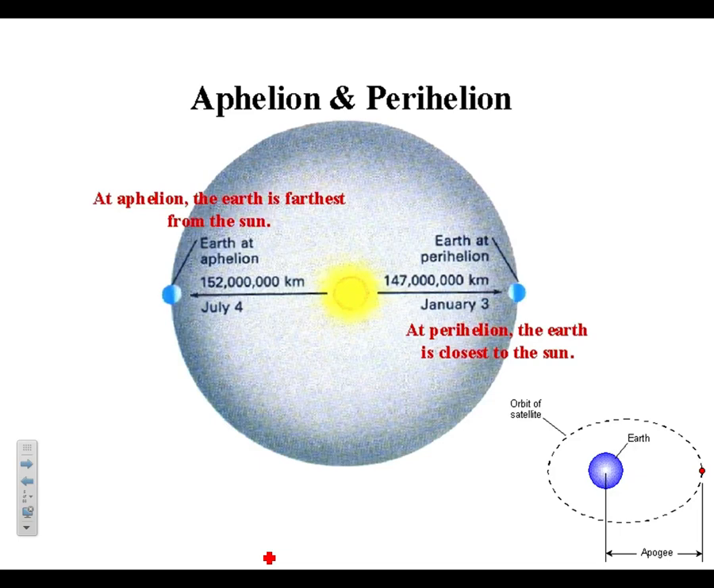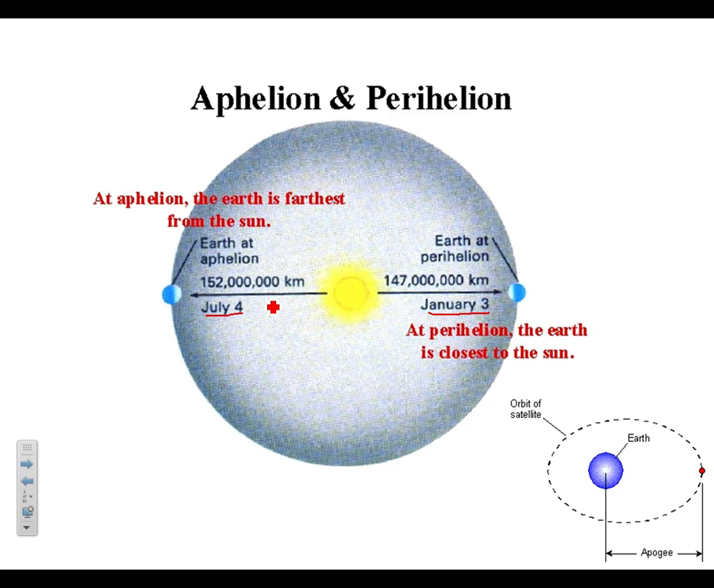So now we look at a picture like this, and we see, okay, we are farthest from the sun on July 4th, 152 million kilometers. We're closest to the sun on January 3rd, 147 million kilometers. Okay. So is the distance to the sun the reason for the seasons? No, certainly not. We're closest to the sun when it's cold outside. We're farthest from the sun when it's hot outside.